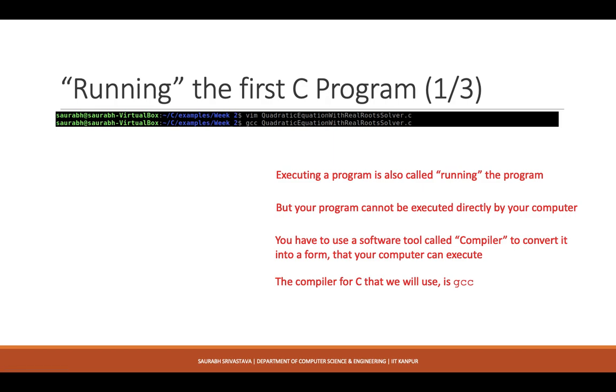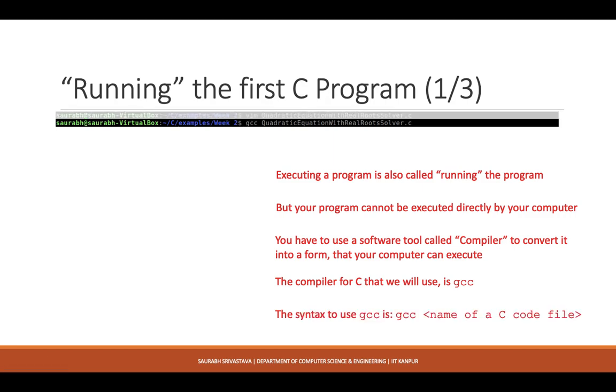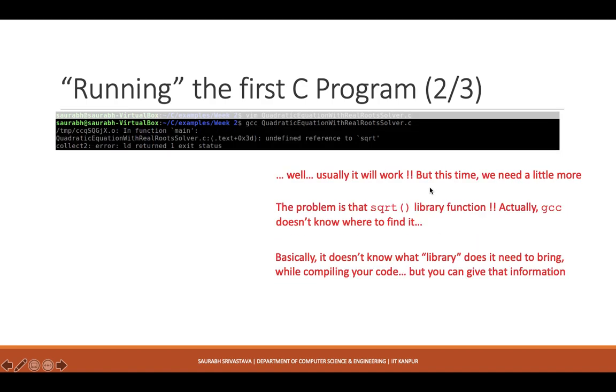So now this is how we are going to invoke GCC. We simply say gcc, space, the name of the file that we want to compile, and this should be a .c file. Usually when you do this, it should actually compile, but here there is a small problem.